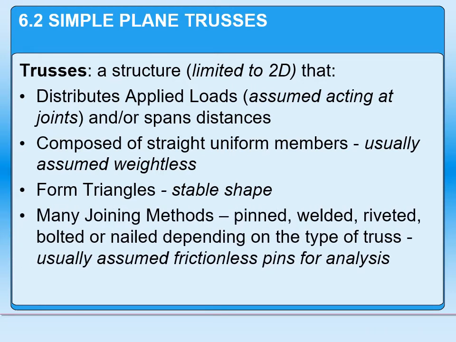Trusses can be made of a variety of different techniques. Wood structures can be bolted or nailed together. Steel structures can be welded, riveted, or bolted. And there's a number of different ways things can be pinned together as well. But in our case, we're going to assume that it's pinned together with frictionless pins. And this is for analysis purposes. And we'll get into this assumption a little bit later to make sure that it's justified.